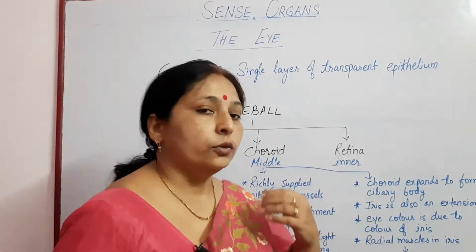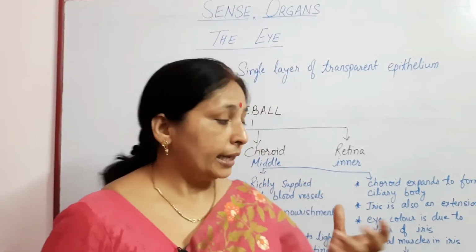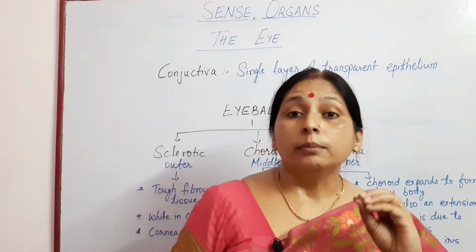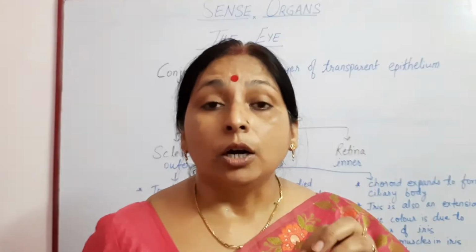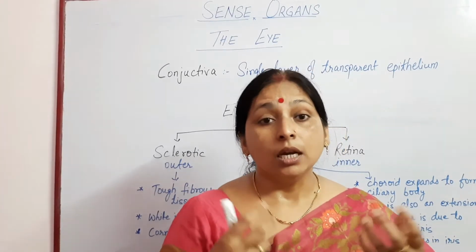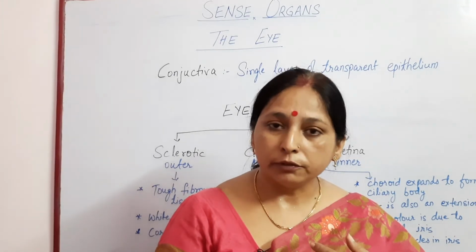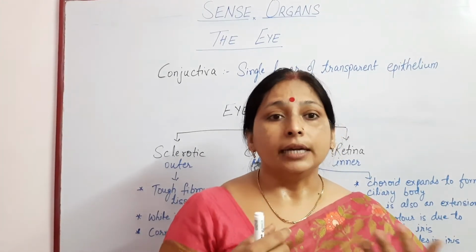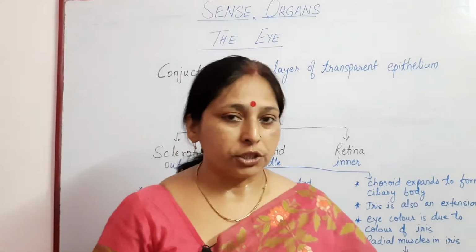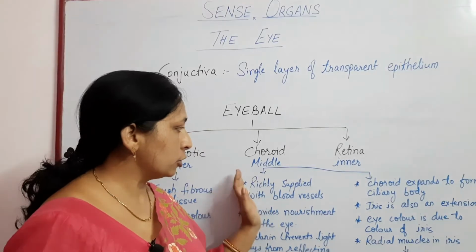Related to color, which part of the eye is responsible for the color of the eye? That is the iris. Which muscles control widening and constriction of the pupil? Radial muscles are responsible for widening of the pupil, and circular muscles are responsible for constriction of the pupil. So these are all the probable questions related to this topic.